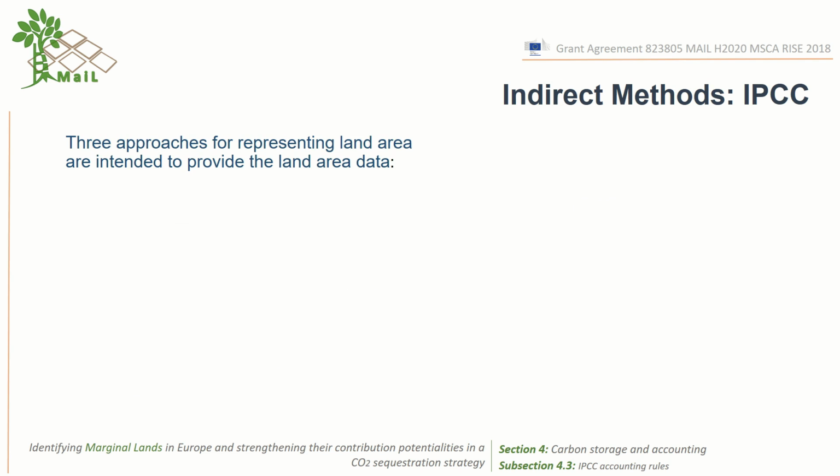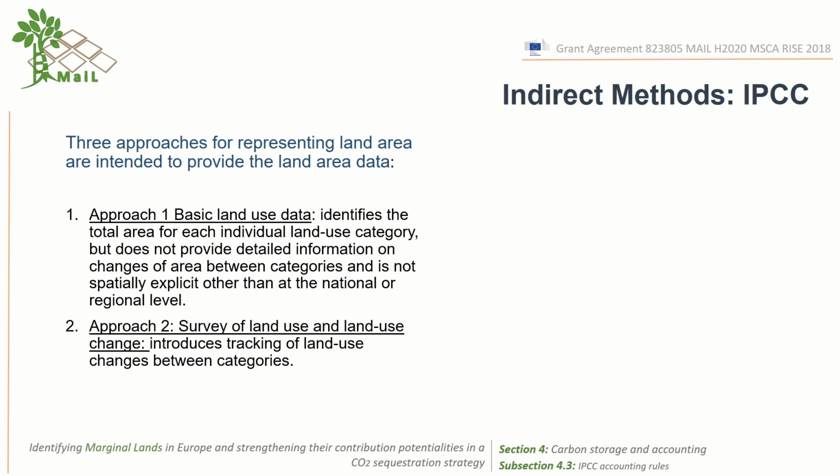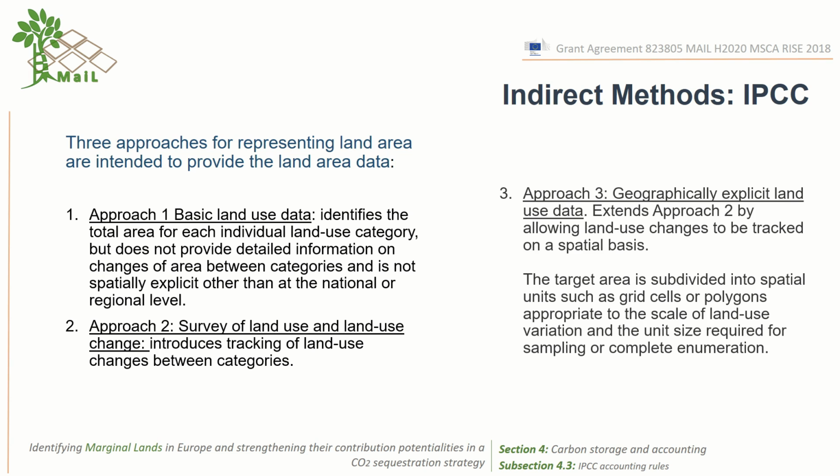Parallel to the tiers, IPCC defines 3 approaches for representing land area. The first approach works at national and regional level and identifies the total area for each individual land use category, but does not provide detailed information on changes of area between categories. The second approach modifies the first one by providing information regarding the changes between categories. And finally, the third approach extends approach number 2 by allowing land use changes to be tracked on a spatial basis.